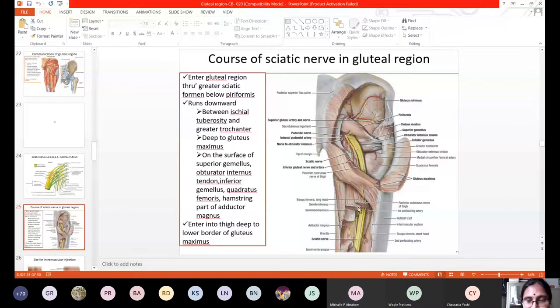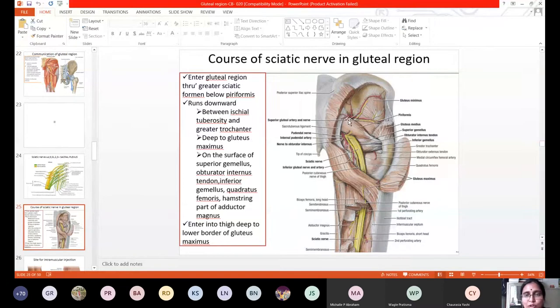Which part of our lower limb is this? Back of the thigh. Yes. So it enters into the back of the thigh deep to? You can see in the picture. Very easy. Anatomy is an easy subject. It enters into the back of the thigh deep to? The lower border of gluteus maximus. There is no need to mug up. Very easy. If you see carefully, this big muscle in the gluteal region is known as maximus. Are you following? Yes, ma'am. So this much part we will deal with the sciatic nerve. The remaining part of the sciatic nerve will be dealt with in the back of the thigh.